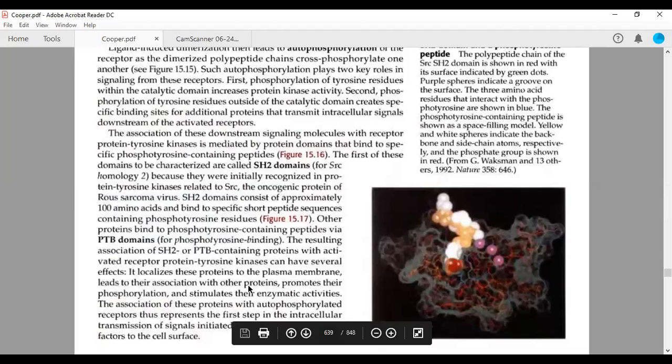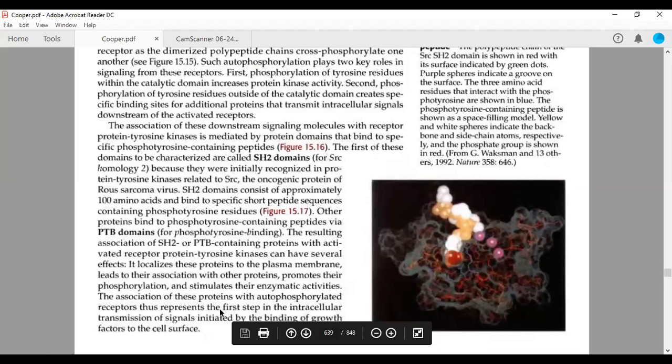So it is helping in the localization of proteins, promoting their phosphorylation and stimulating their enzymatic activities. Once they are phosphorylated, they will be activated and their enzymatic activities will transmit the signal downstream. So the association of these proteins with autophosphorylated receptors represents the first step in intracellular transmission of signals initiated by binding of the growth factor to the cell surface.